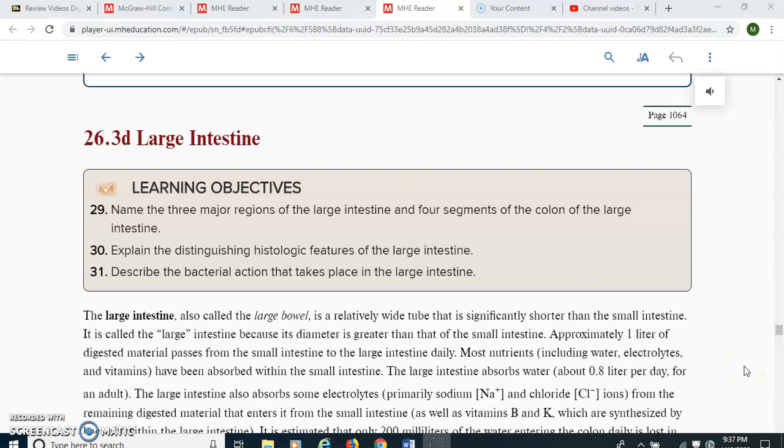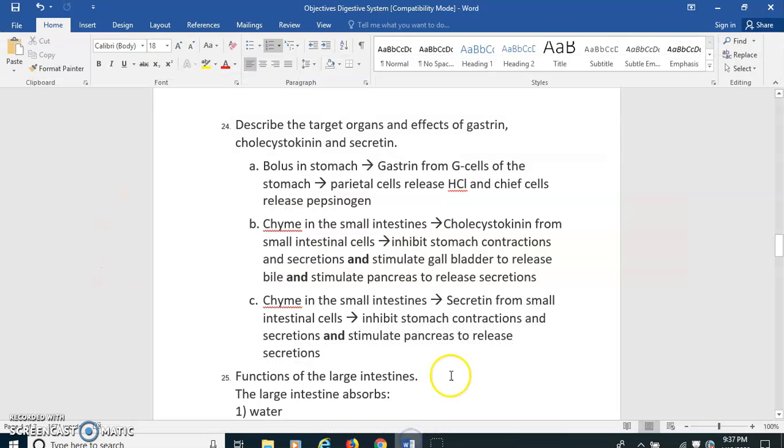All right, A and P2 students, we're continuing on with the digestive system. We've made it down to the large intestine, so we're going to talk about the basic functions that the large intestine has and some other qualities, characteristics of the large intestine as well. I'm going to go to our objectives.